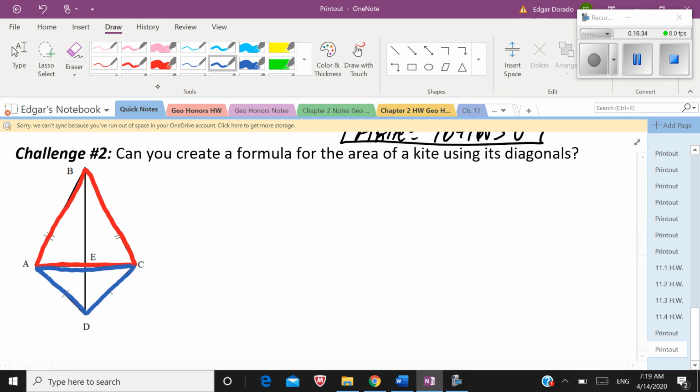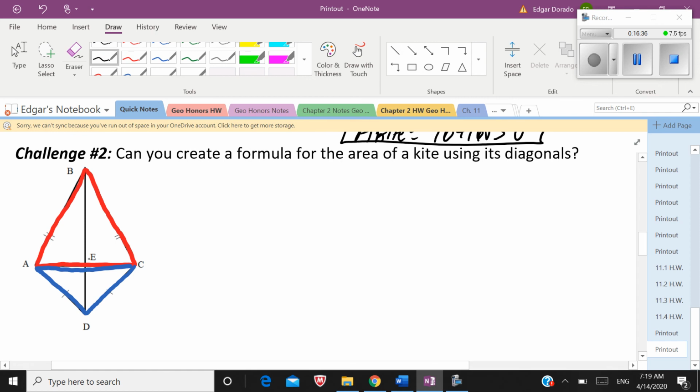Now, I could draw some more information if I wanted to. I know that those diagonals are congruent. I'm sorry, those diagonals are perpendicular, my fault. And actually, this is the one diagonal that gets bisected. Okay? Now, let's say I wanted to find the area of the red one.